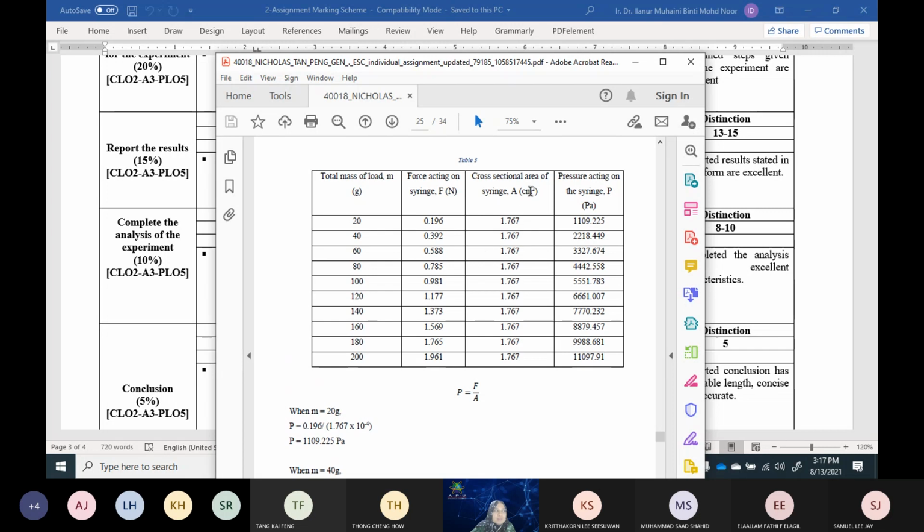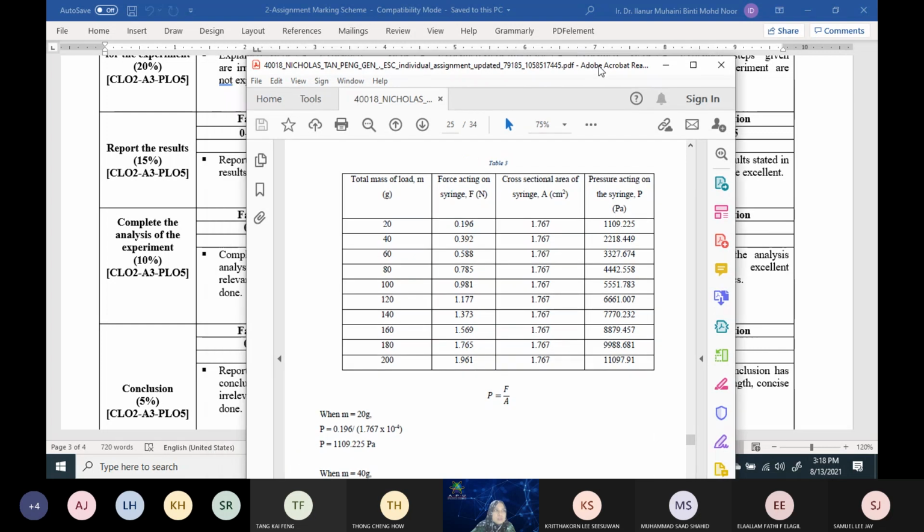From the experiment, the A cannot change, only the force can change. How does the force change? By using the mass. You put different masses, and you calculate the force. For example, F equal to mg. So M is this, g is 9.81, so you get this. So this is a sample.